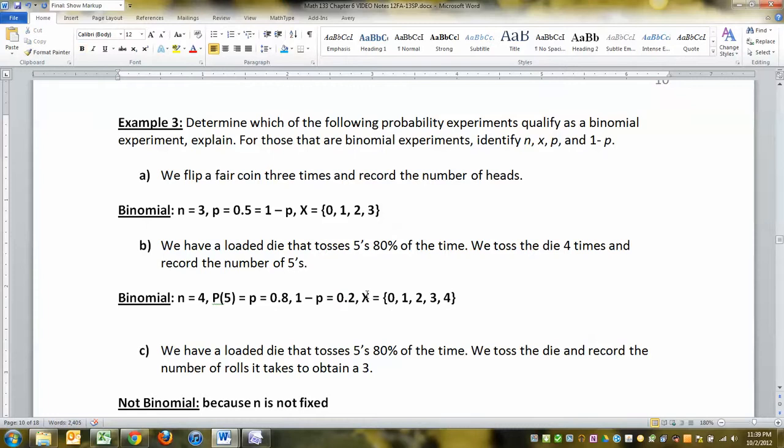Okay. And then, well, how low could you go? You can get 0 5s. You could roll 1 five, 2 fives, 3 fives, up to 4 fives. No more than that because we only rolled the die 4 times.